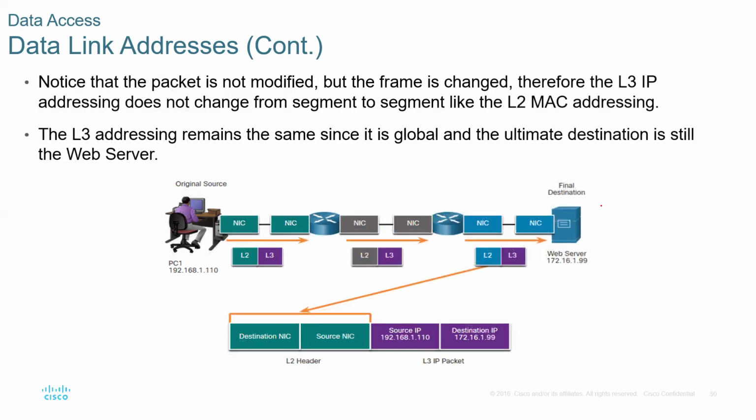Notice that the packet is not modified, but the frame is changed. We have touched on that. The packet remains the same. When we talk of a packet, we are talking of a layer 3 PDU. Therefore, layer 3 IP addressing does not change from segment to segment like the layer 2 MAC address. Layer 2 MAC changes from segment to segment. Layer 3 addressing remains the same since it is global and the ultimate destination is still the web server.